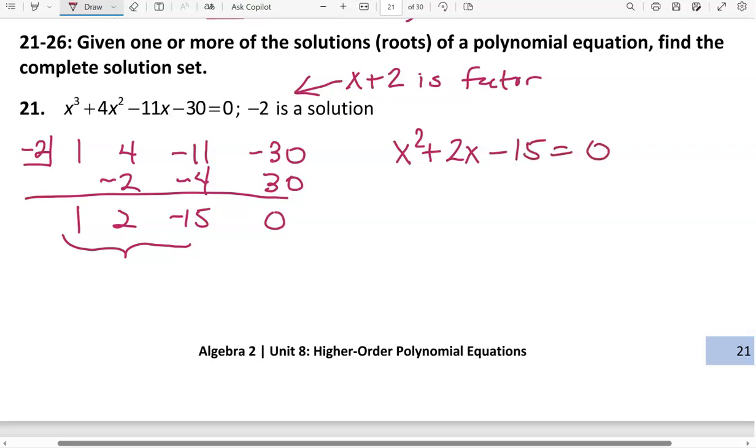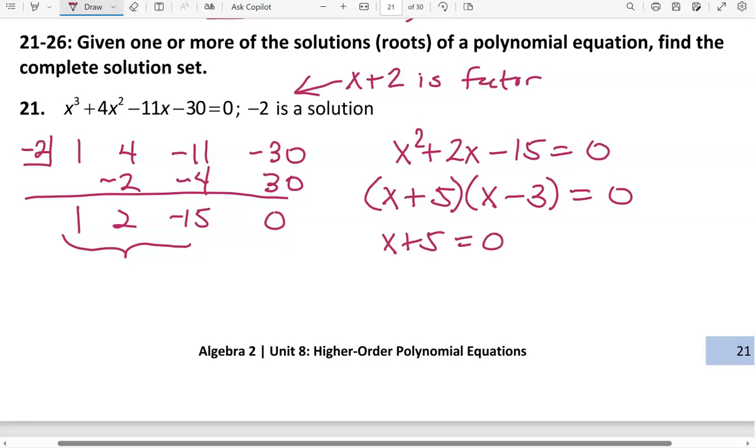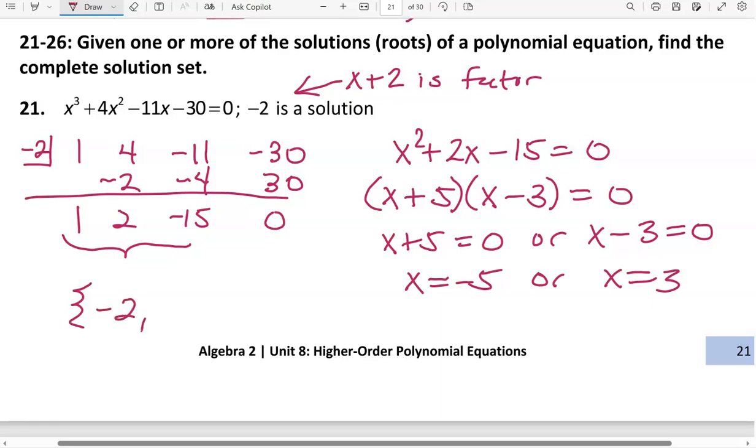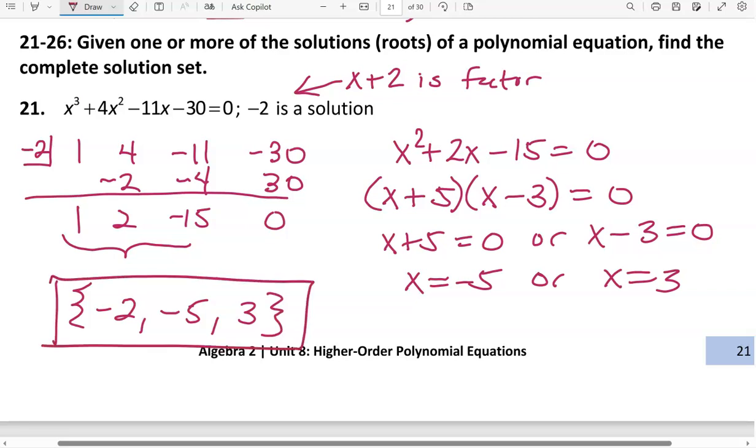And this particular polynomial does factor: x plus 5, x minus 3. And so x plus 5 is equal to 0, or x minus 3 is equal to 0. So x is negative 5, or x is equal to 3. So the complete solution set would be the given solution and the 2 solutions that we just found.